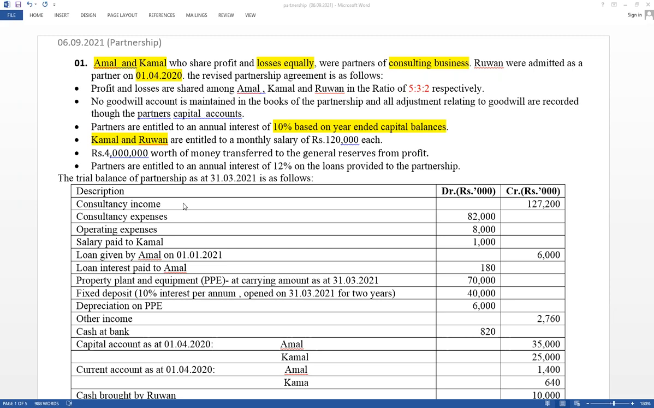Therefore, service income, that is the main income. Therefore, it has given consultancy income as well as consultancy expense. Look, when giving that service, there can be some expenses.